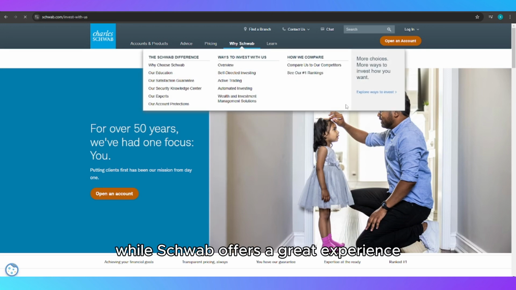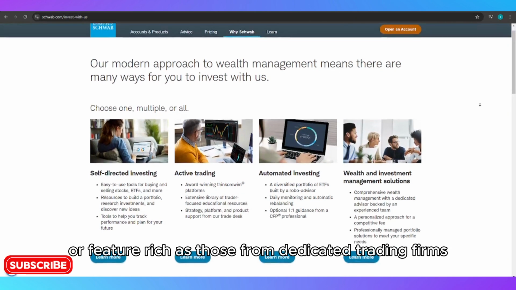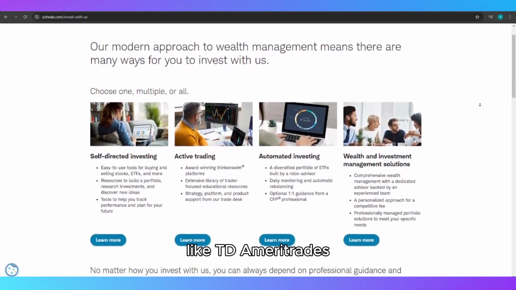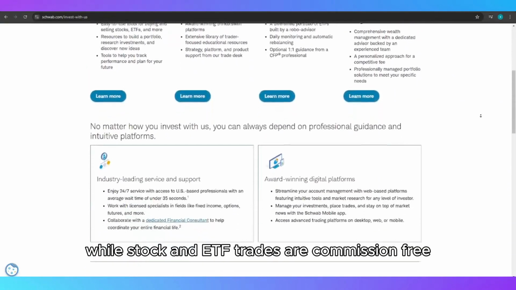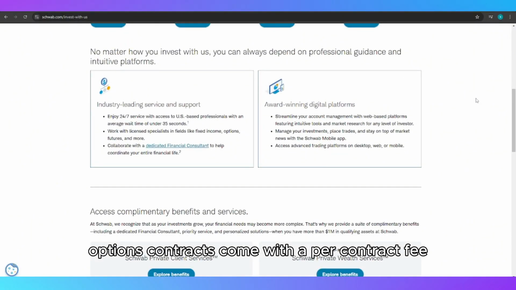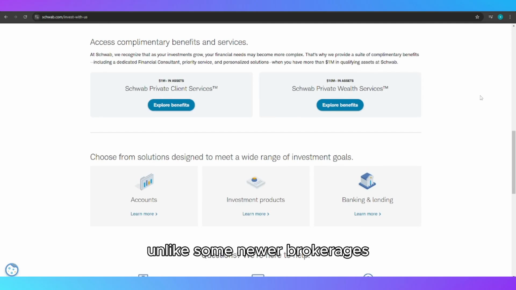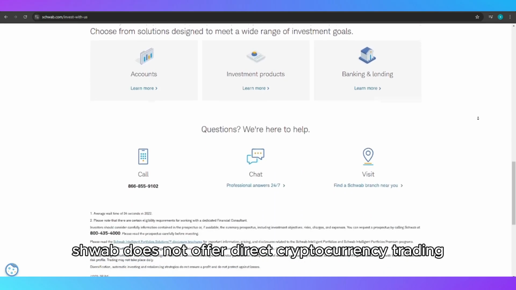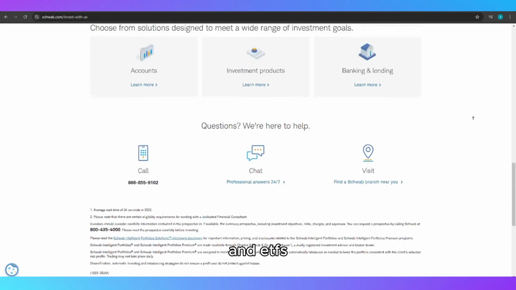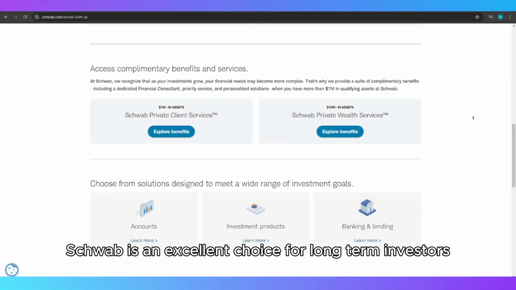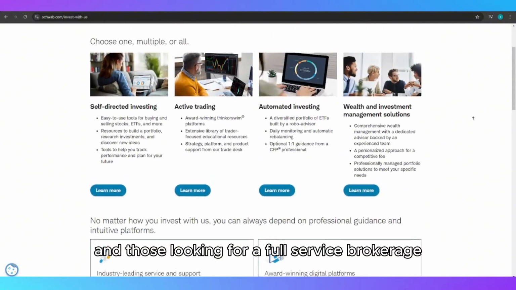While Schwab offers a great experience for most investors, its trading platform may not be as fast or feature-rich as those from dedicated trading firms like TD Ameritrade's Thinkorswim. Also, while stock and ETF trades are commission-free, options contracts come with a per-contract fee, and some mutual funds carry transaction fees. Unlike some newer brokerages, Schwab does not offer direct cryptocurrency trading, though it does allow Bitcoin exposure through futures and ETFs.